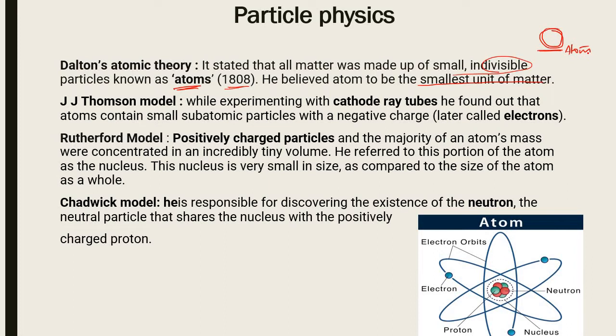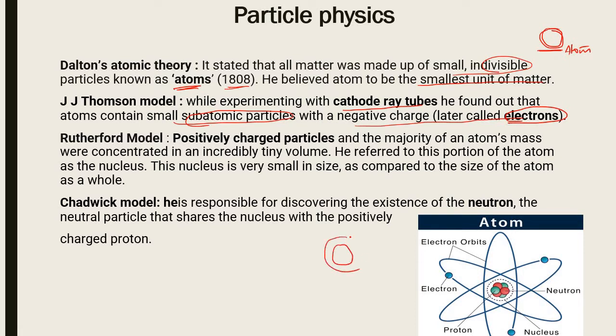Okay, but with progress of physics and technology, different scientists found out that there are some other particles which are subatomic in nature. So in them, J.J. Thomson gave his model, and he is the one who discovered electrons. While experimenting with a cathode ray tube, he found out that atoms contain small subatomic particles with a negative charge, later called electrons. So what he's saying is there will be subatomic particles called electrons which are smaller than the atom.